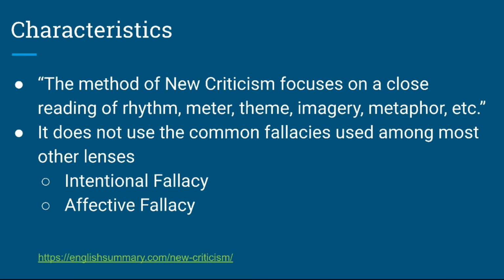A few characteristics of this lens are inspecting the text's metaphors, theme, imagery, and setting. These few inspections on the text can not only help us understand the text, but can also prevent the use of common fallacies used among other theories. Two common fallacies among theories are the intentional fallacy and the affective fallacy. The intentional fallacy states that we cannot know the author's reason for the text unless we ask them ourselves. The affective fallacy states that we should not let our own emotions interfere with analyzing the text.